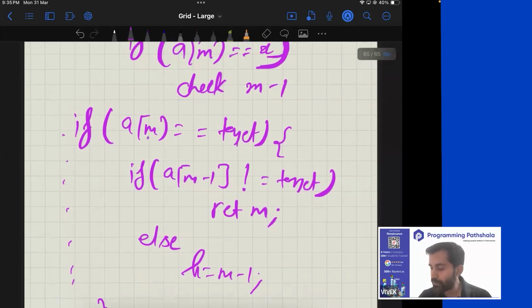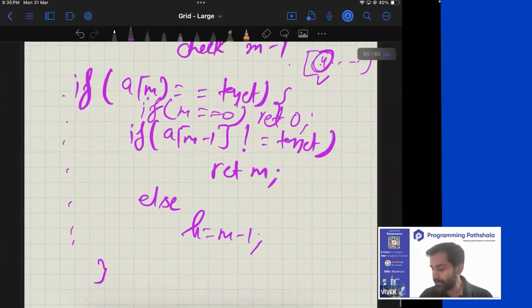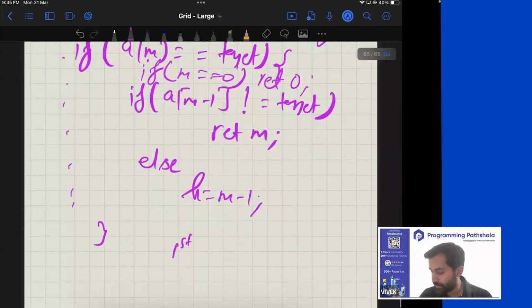If a of 0 is equal to target, let's say you wanted to find the first occurrence of 4, and luck by chance 4 was at the first index itself. So this itself is your answer. There is no index behind it. So you can put a special check that, hey, if my mid is 0, I will close my eyes and return 0. That's it. Job done. So this is the way in which you can easily find out the first occurrence in a sorted array. Is it making sense? How many of you clearly understood how to find out the first occurrence in a sorted array?